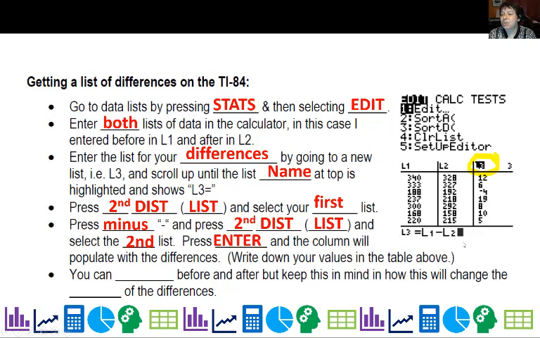Then you press enter, and what's going to happen is this column that was empty is going to fill up with all the differences. Now you can switch the before and after. I could have done L2 minus L1, and all that will do is switch the sign. So this positive 12 would become negative 12, positive 6 becomes negative 6, the negative 4 becomes positive 4, and you get the idea.